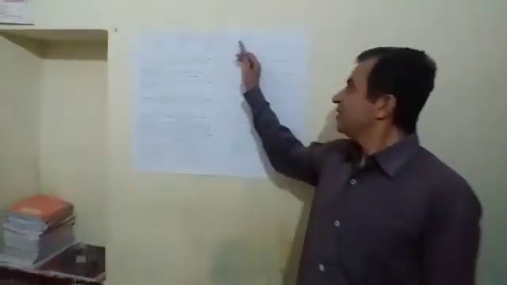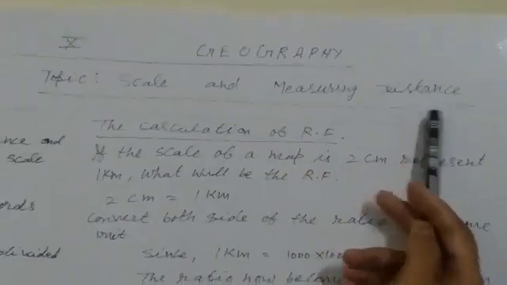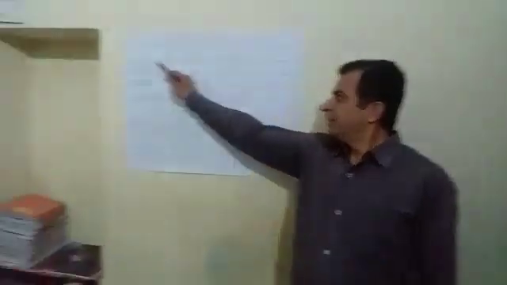Class 10 Geography. Topographical map. Topic: Scale and measuring distance. First, scale. Meaning of scale: the ratio between map distance and ground distance is called a scale.